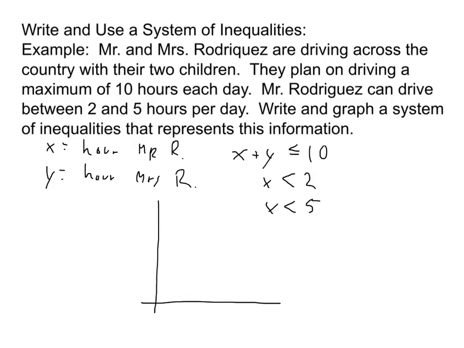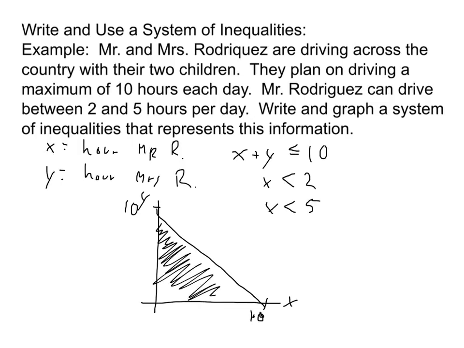Notice I'm using a 1 quadrant graph because we can't drive a negative number of hours. Well, I know my x-intercept is 10, because that's in standard form, so plug in a 0 for y and you get x equals 10. Same thing for the y, so I know that first inequality looks like that, and if I plugged in 0, 0, we'd have this shaded region here.